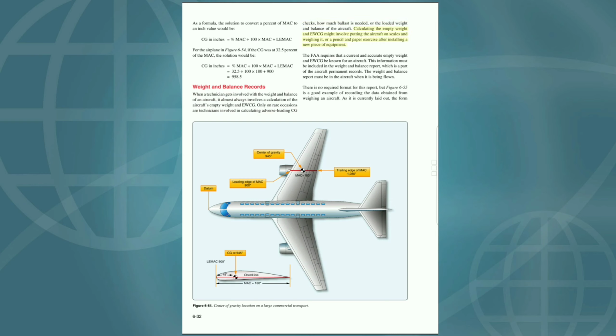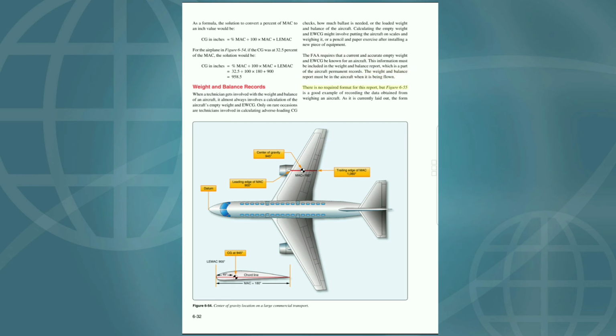Calculating the empty weight and CG might involve putting the aircraft on scales and weighing it, or a pencil and paper exercise after installing a new piece of equipment. The FAA requires that a current and accurate empty weight and CG be known for an aircraft. This information must be included in the weight and balance report, which is a part of the aircraft permanent records. The weight and balance report must be in the aircraft when it is being flown.